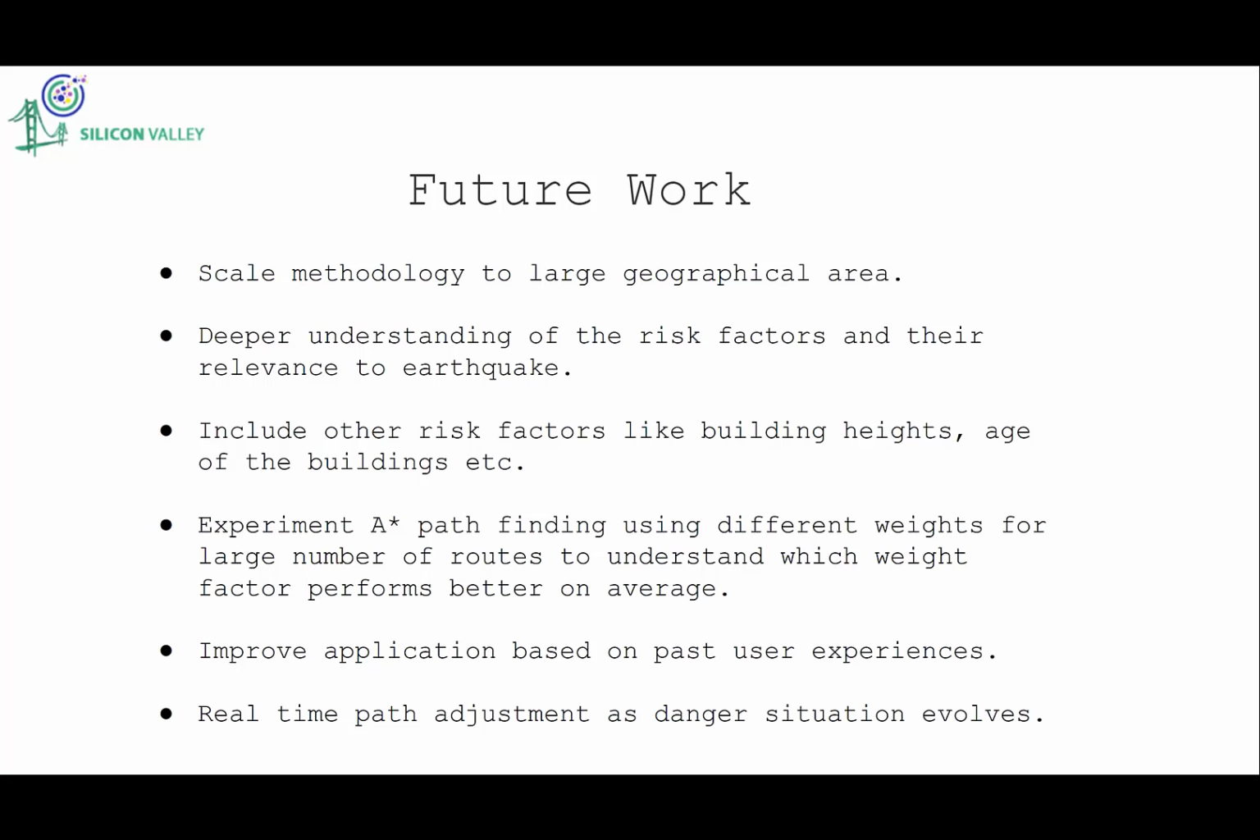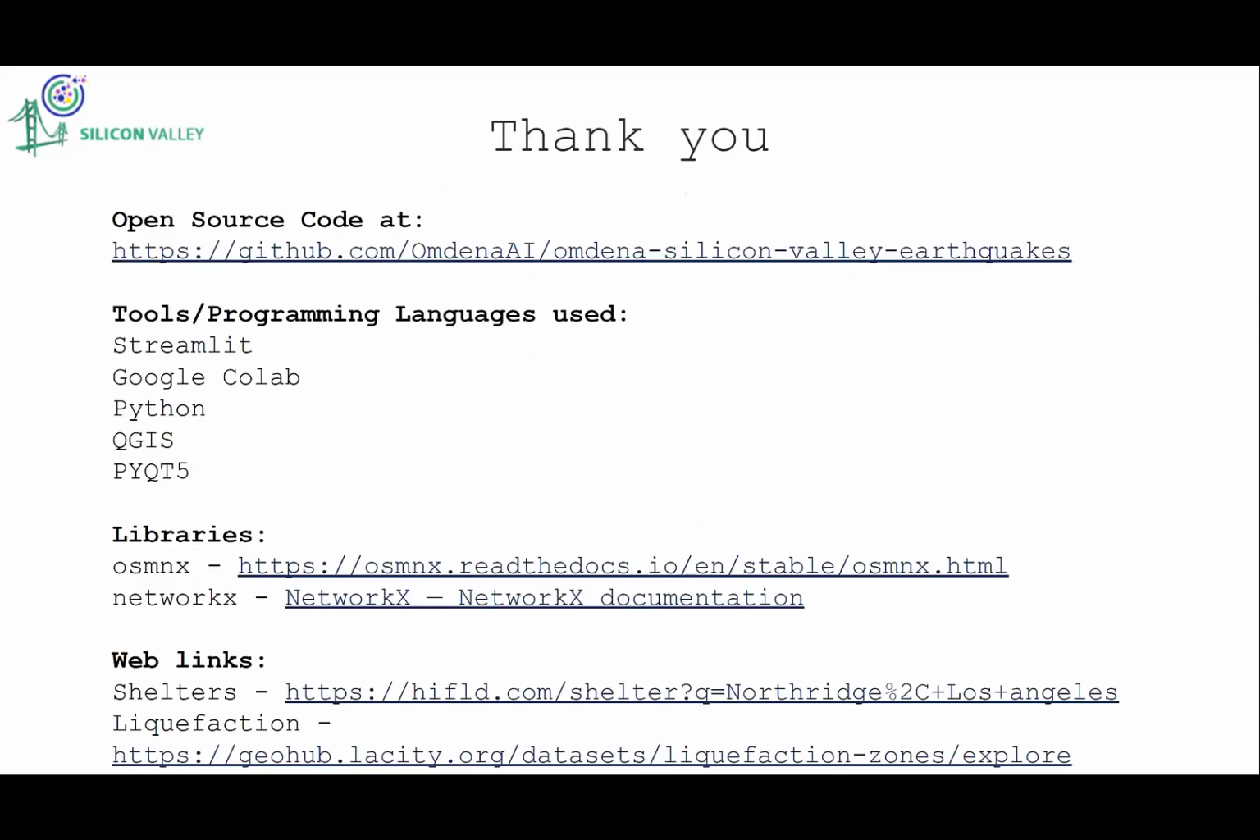We could also experiment with different weightages of the parameters and experiment with A* search to find a better weight and a better heuristic that would also improve our application. And once the application is deployed, we can use past user experience to improve the application. Also, we didn't use any real-time path adjustment. This could be done to improve our project.